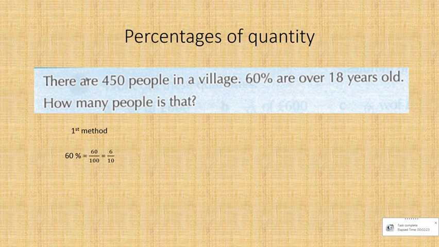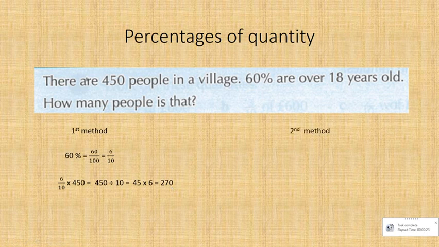Okay, so I will multiply this fraction by 450. This is the number of people. So I will just divide 450 by 10. It's easier to divide by 10, right? So that's why I left it like that. 450 divided by 10 is going to be 45, and take this 45 multiplied by 6, which equals 270 people.